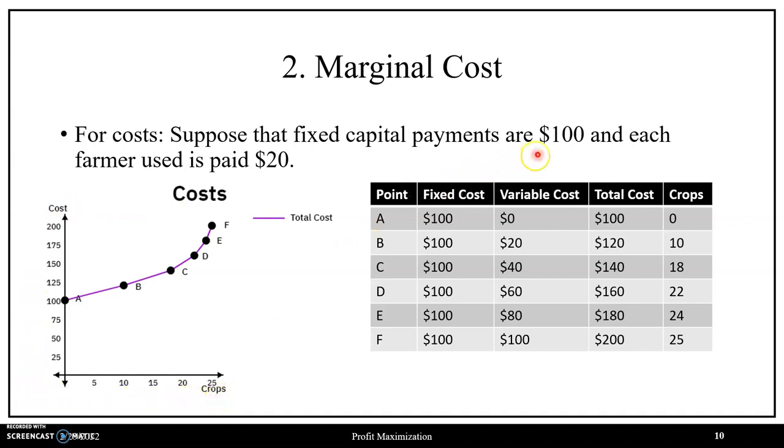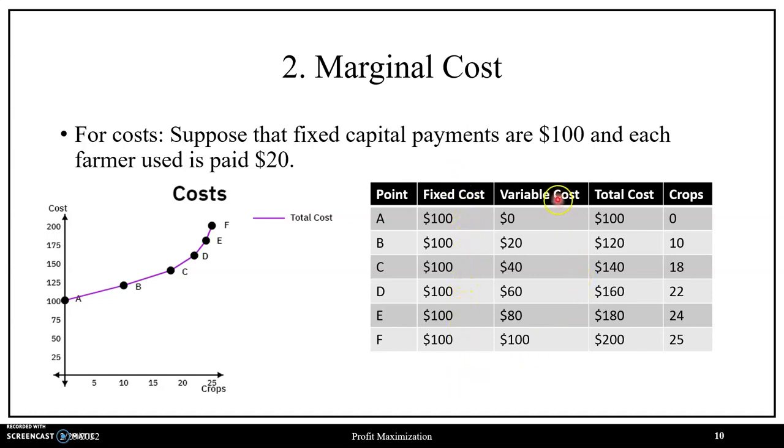We know that since fixed costs are non-zero, that means when production is 0, total cost will be non-zero, as we see with point A. And since we have a variable amount of labor, we see that total cost is increasing as more crops are being produced, as expected. In our table representation, we see that fixed costs are 100, regardless of the amount of crops being produced.